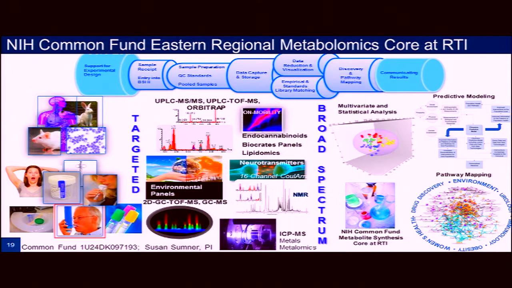This is just our workflow. We have untargeted and targeted. With targeted analyses, you actually get concentrations of metabolites, and with untargeted, you're trying to look at as much as possible, so you're looking at relative changes. We have panels that look at endocannabinoids, lipidomics, metals, minerals, and environmental panels, and then we do different types of data analysis. We do pathway analysis. We can put in both the metabolites and the genes and proteins if we have that data.